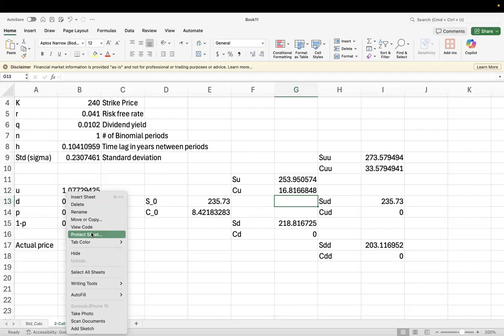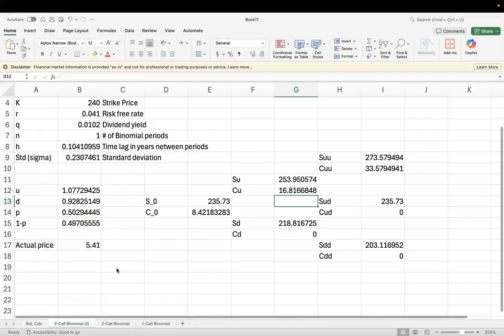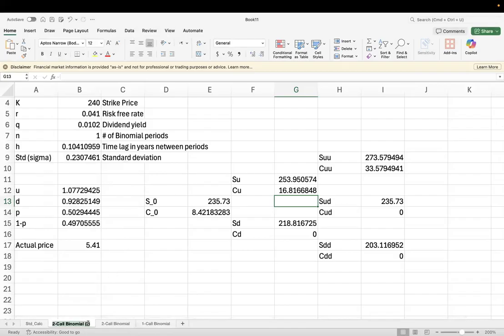So let's move on to the three-period binomial, and that's going to be the last one that I want to do for the call option. I can just again move or copy and then use this one to create a copy of this, and call it three-period call binomial. Okay.